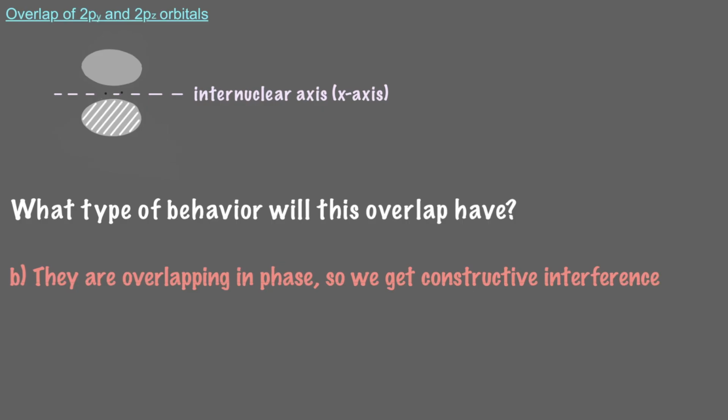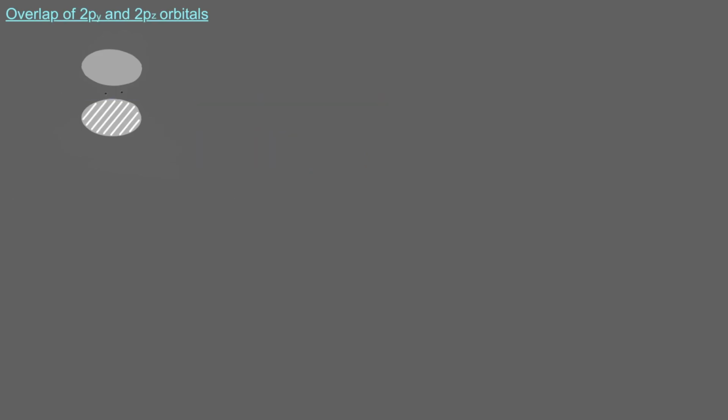Remember, p orbitals have nodal planes between their two lobes. Here, that nodal plane is on the x-axis. Node means zero amplitude, and 0 plus 0 is 0. The nodal plane extends the entire length of the molecule. Voila, we have our new molecular orbital.